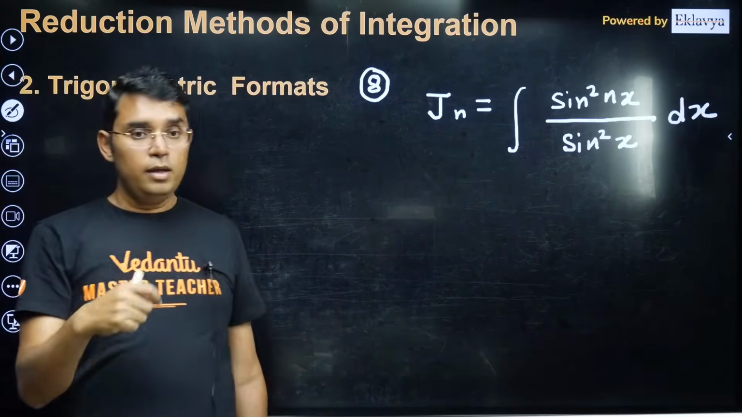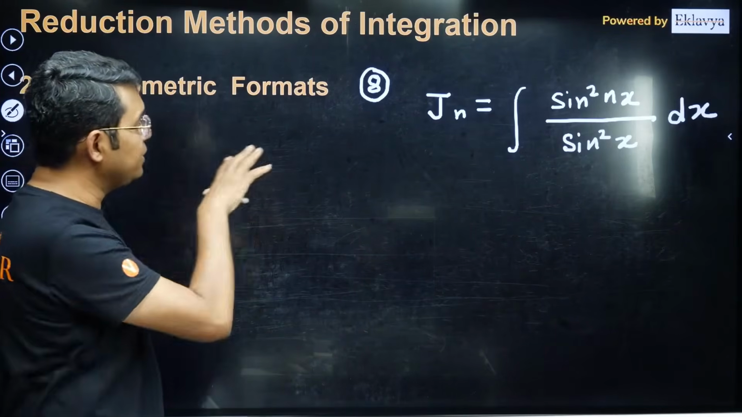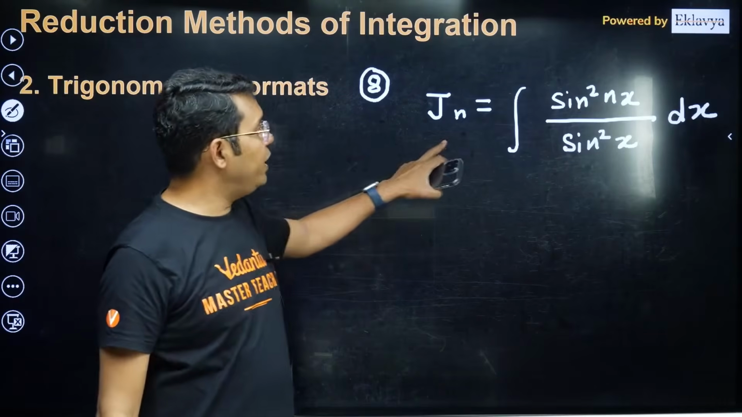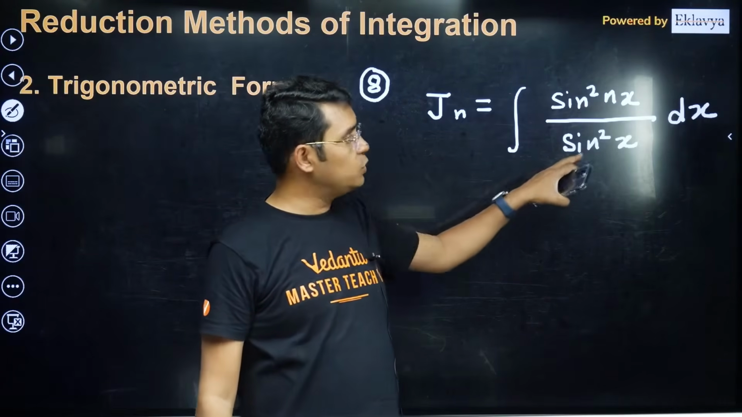Now, one more reduction method format in trigonometry I have taken, where we have sine square nx upon sine square x dx.